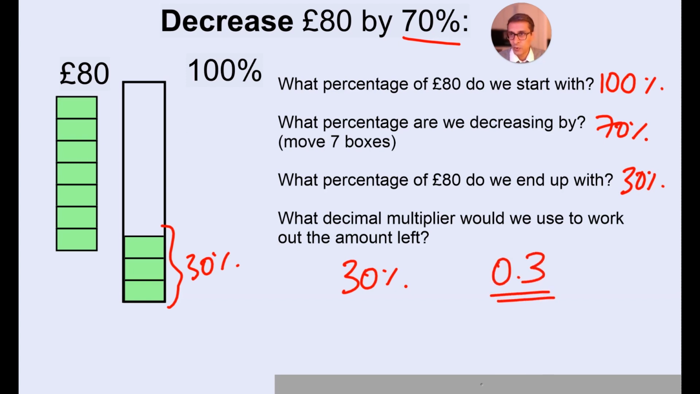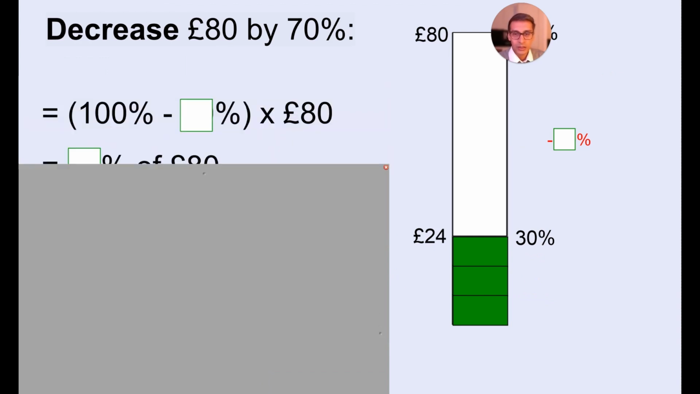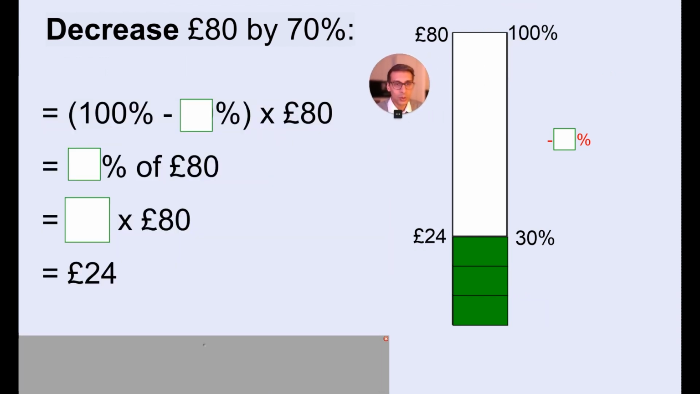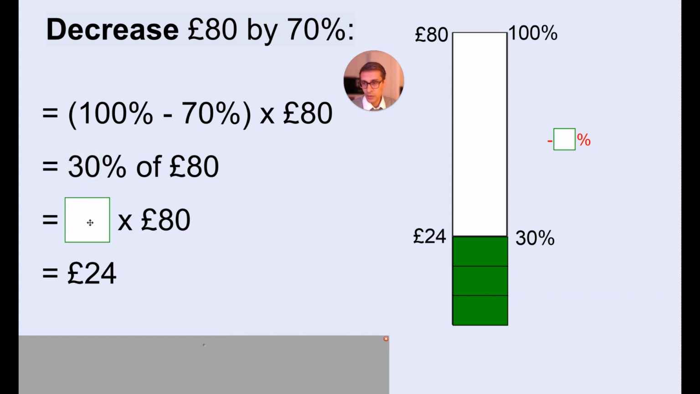Okay, let's write this formally as a calculation. Fill in the blanks here and also in the diagram on the right. Okay, here come the answers in 3, 2, 1. So 100% take away 70% is 30%. That's 0.3 times 80, £24 is what's left over. And in this blank box here, we're decreasing by 70. Sometimes we can put that inside the bar here. It's just taking 70% off, so 100 take away 70 is 30.